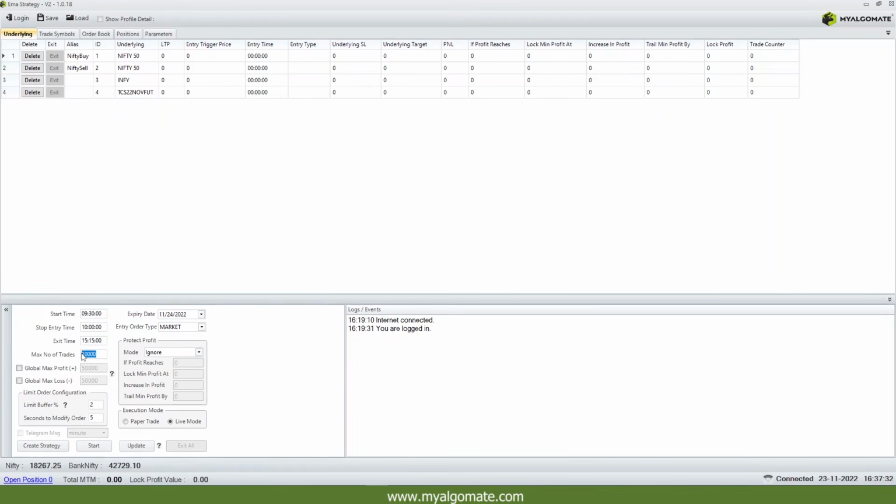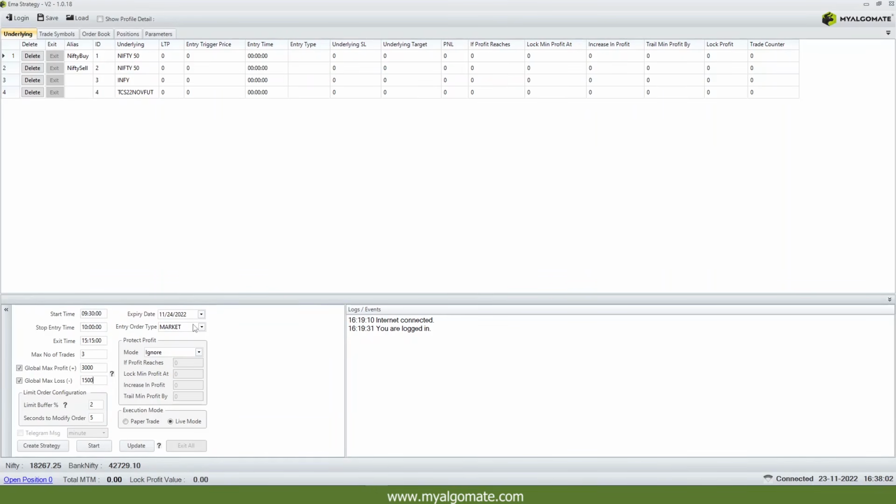This is maximum number of trades for all the stocks or index you have added. So let's say if you have added 5 stocks and you want to limit the maximum number of trades to 3, you can enter 3 over here. So out of 5 stocks, whichever 3 come first it will take, others it will ignore. This is global max profit and max loss. So let's say for all the stocks that you have added, anytime if your MTM reaches say 3000 or your max loss reaches 1500, you want to exit the position, you can set it.